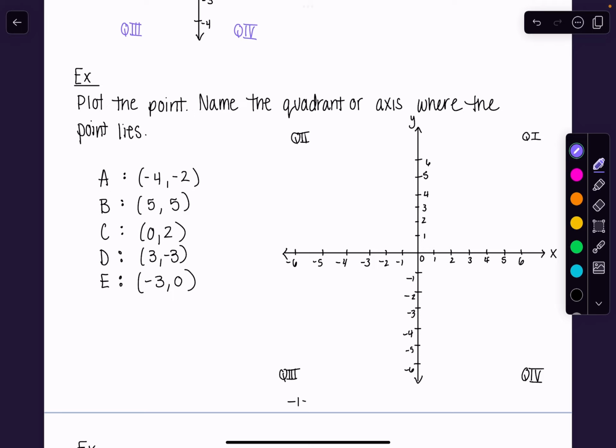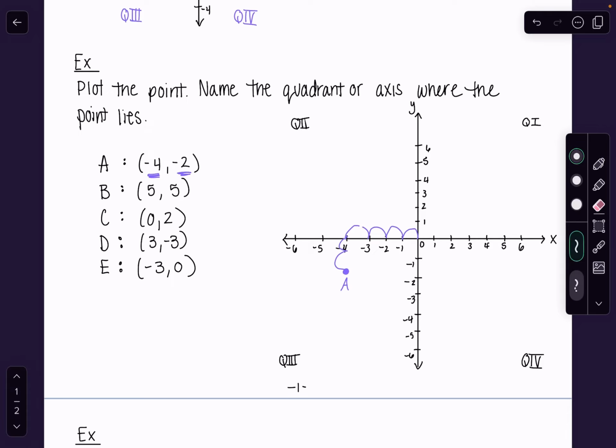So starting with point A, I want to go -4 in the x direction, -2 in the y. So starting at that origin, I'm going -4 in the x direction, and then -2 in the y. So point A would end up down here. And I'm going to get rid of these because point A is, again, just a point. And so if we try to figure out where this ends up, it lands in quadrant 3.